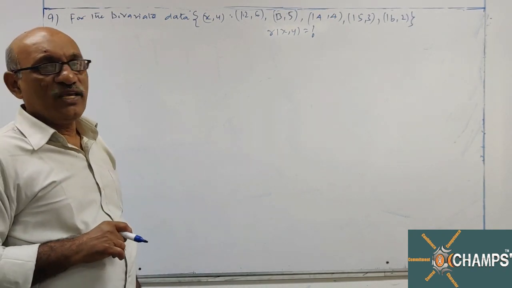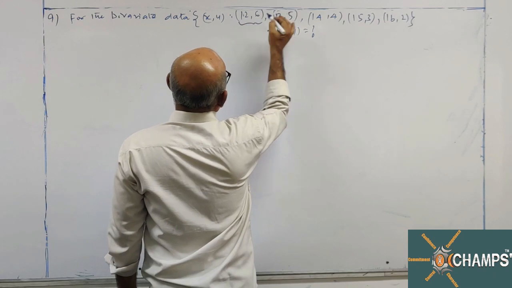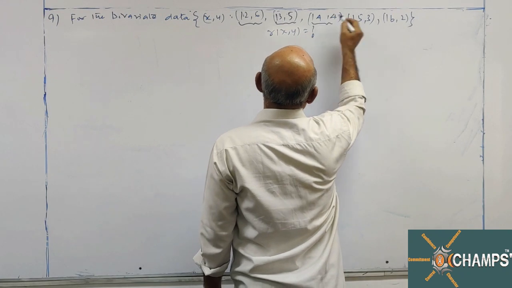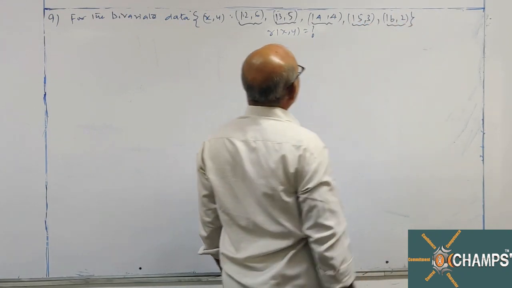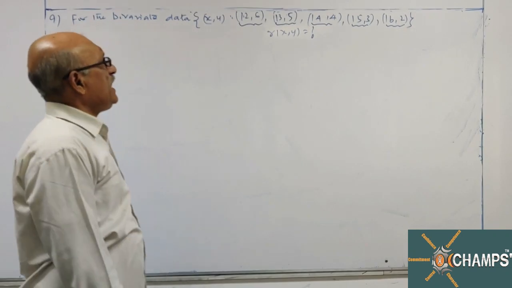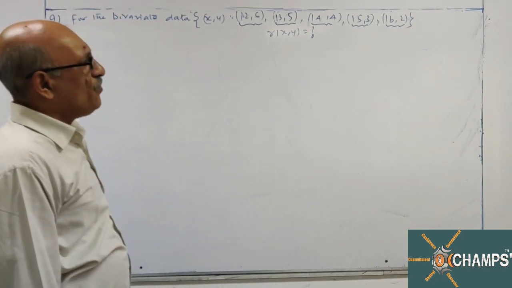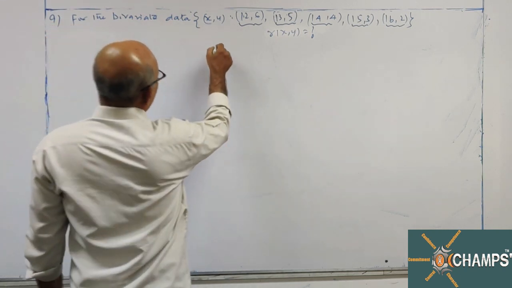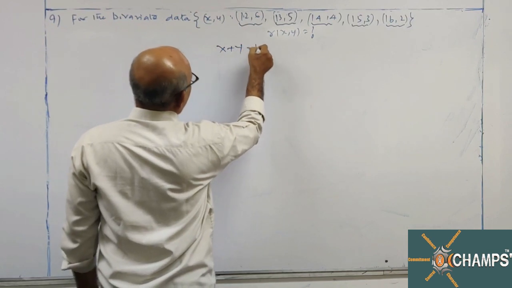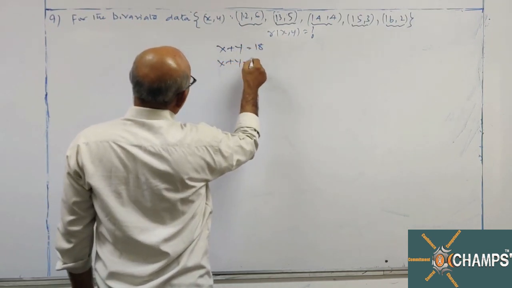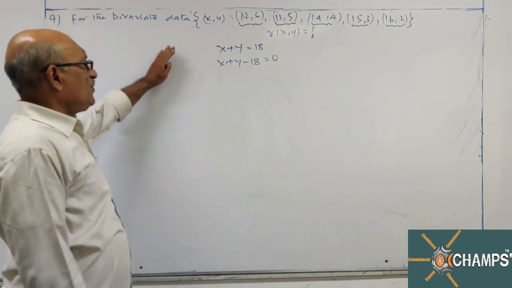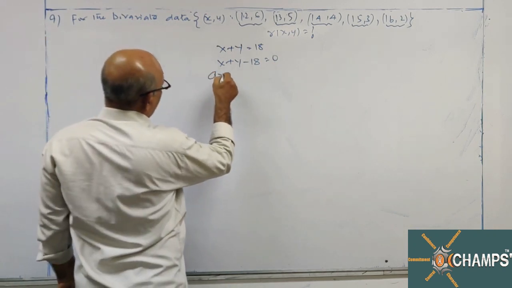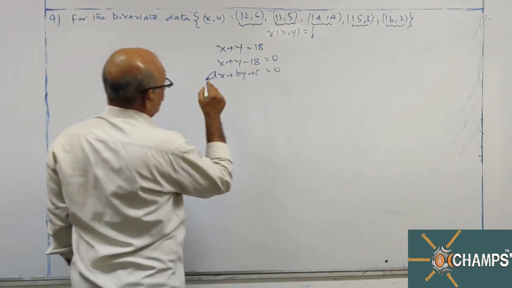One more point to notice here. Sum of the two variables in each bracket is a constant. 12 plus 6, 18. 13 plus 5, 18, 14 plus 4, 18, 15 plus 3, 18, 16 plus 2, 18. So this can also be written as x plus y is equal to 18, or x plus y minus 18 equal to 0. This is of the type ax plus by plus c equal to 0.